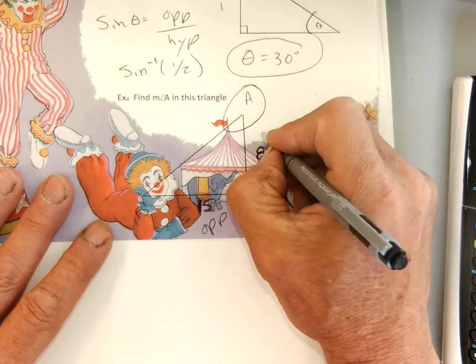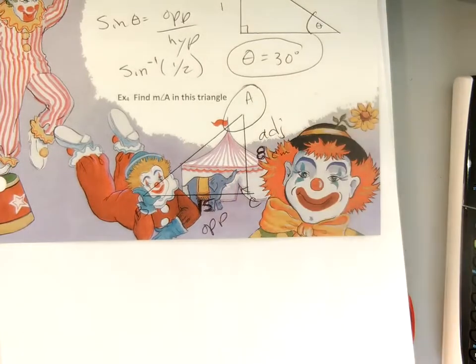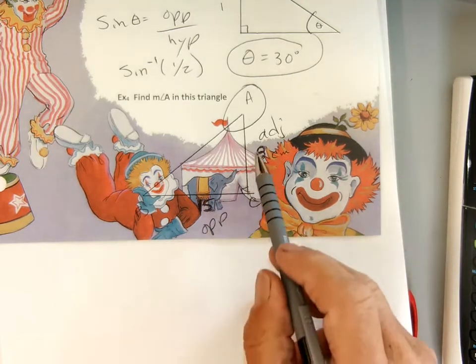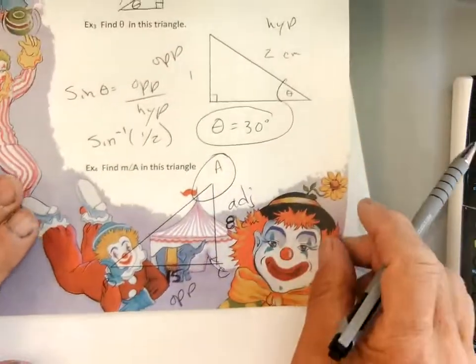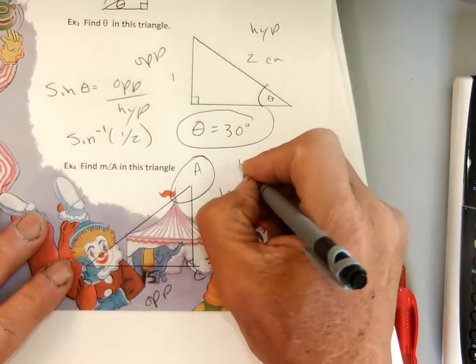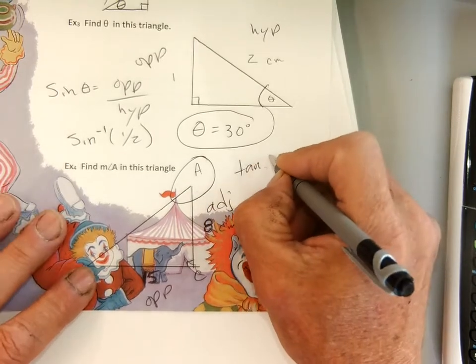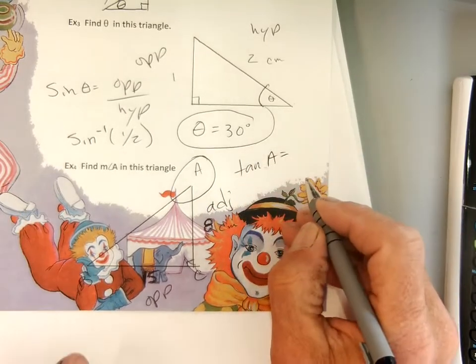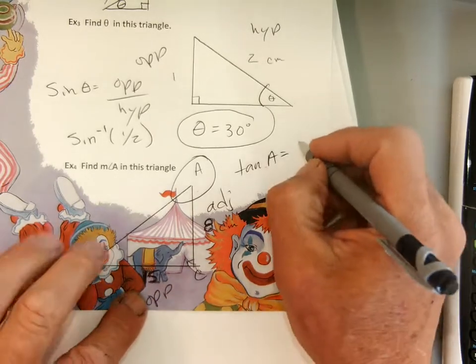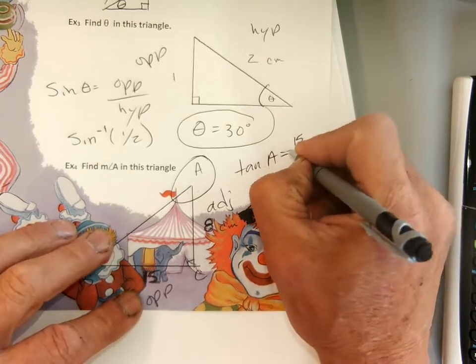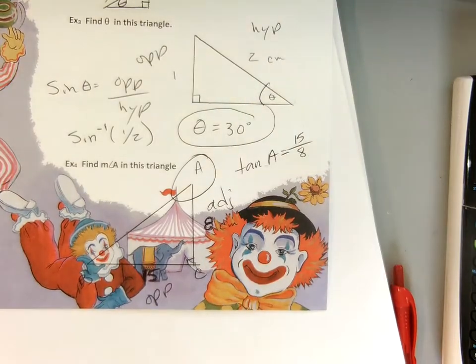Everybody agree with adjacent? So again, we look up on the top of the board in the blue. We're looking for the combination that has the opposite and the adjacent. What do you see? It's going to be the tangent, exactly. So we're going to go tangent of A equals the opposite over the adjacent, which is the 15 over the 8. Okay? Am I doing okay? Does that seem okay?